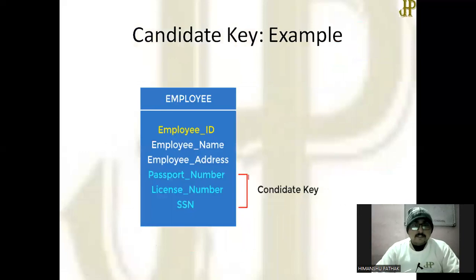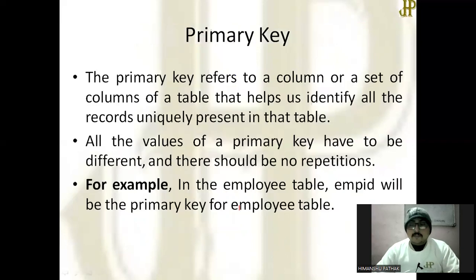Here you can see the example. There is a table employee. So employee ID, passport number, license number, and SSN number are all considered candidate keys. But between these four candidate keys, only one can become a primary key. The definition is that the primary key refers to a column or a set of columns for a table that helps us to identify all the records present in that table uniquely.